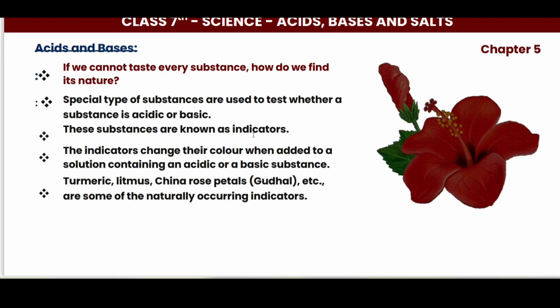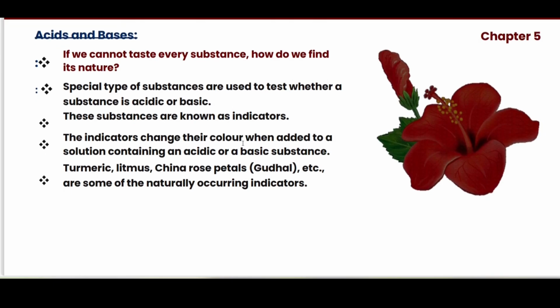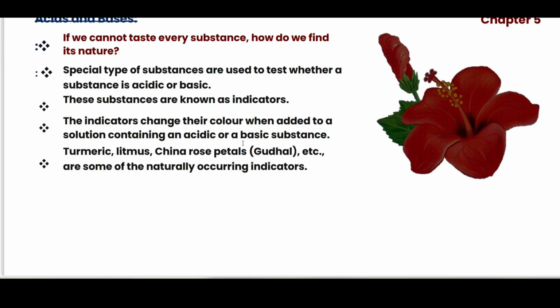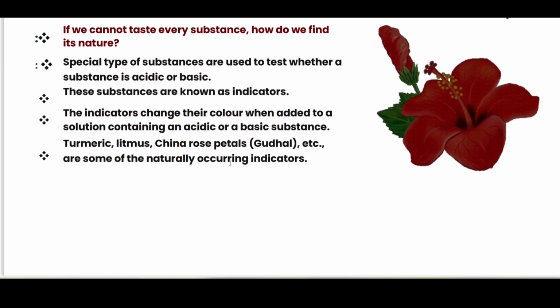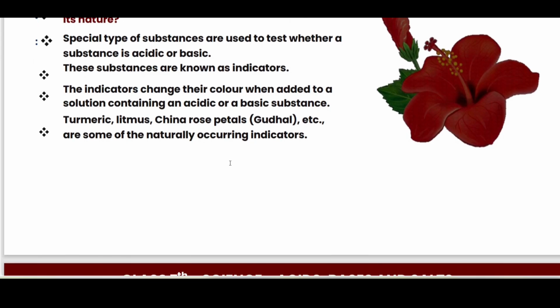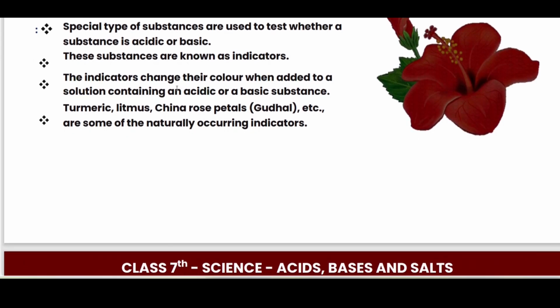Substances that tell us whether something is an acid or a base, what do we call them? Indicators, right? We can test, but by testing we find out whether it is an acid or a base; that is called an indicator. It indicates, right? The indicators change their color when added to a solution containing an acid or base. For example, if I have lemon juice and I want to check it without tasting, what will we do? We add the indicator into the solution, and then we can find out according to the color whether the given substance is acid or base.